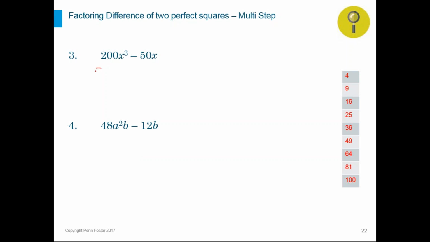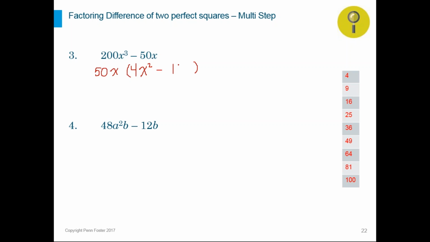250, 50 would be the greatest common factor. And I have x cubed and x. Well, x is the greatest common factor in this case. Divide. 200 over 50 is a 4. And then I have x squared. Don't forget the minus. And then I have a 1.